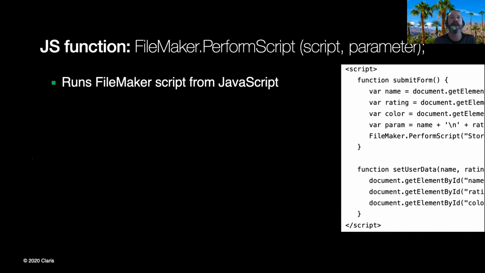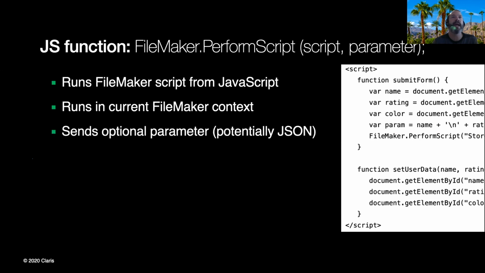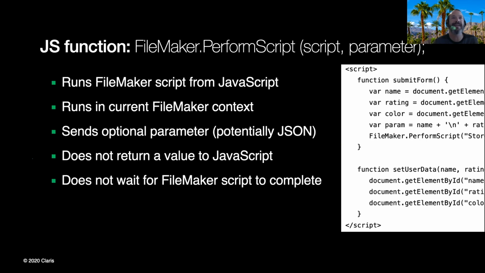So it runs the FileMaker script. Essentially, JavaScript invokes the FileMaker script is probably a better way to say it. It's going to run in the current FileMaker context. That's pretty important to remain aware of. It sends this optional parameter, which is potentially JSON. It does not return anything back to JavaScript, and the script call is asynchronous. It does not wait. JavaScript doesn't wait for the FileMaker script to complete. So those two things could continue to execute in parallel.